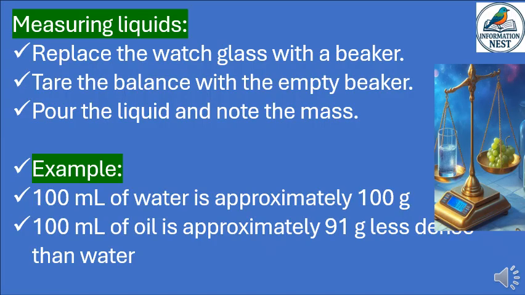Let's compare two liquids. 100 ml of water weighs about 100 grams. 100 ml of oil weighs only 91 grams. Why is there a difference? Because oil is less dense than water. It has less mass per milliliter. This is why oil floats on water. Even though the volume is the same, oil is lighter. Density makes the difference.